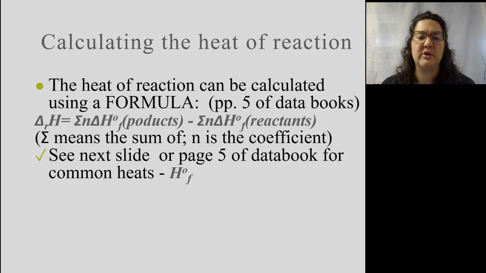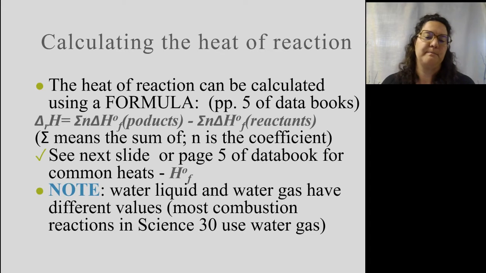So the heat of reaction can also be calculated using a formula, and this is on page 5 of your data booklets. And the formula is the change in the heat of reaction is equal to the sum of the moles of the heat of formation of the products, subtracting the sum of the moles of the heat of formation of the reactants. So when we look at the moles, this is going to be the coefficient in a balanced equation. And like I said, on page 5 of your data booklet, you're given all the heats of formation.